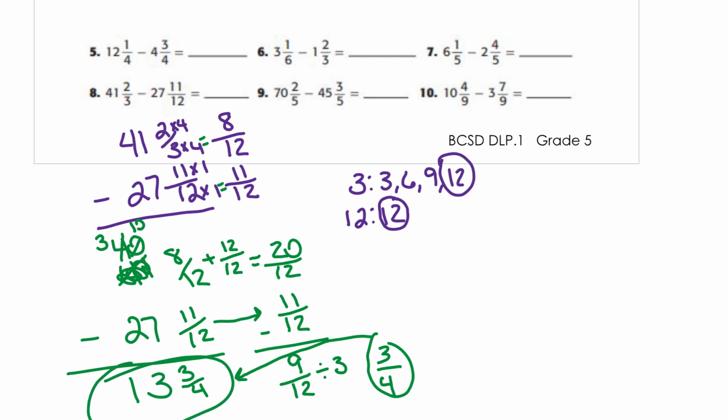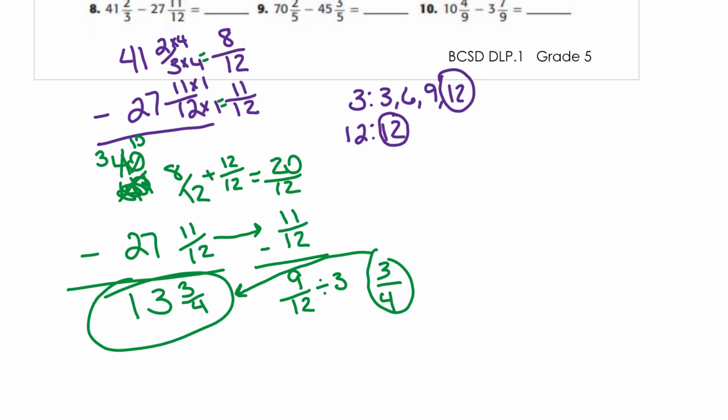So that was a couple of steps there. We had to find common denominators. We had to regroup our fractions. And then we had to regroup our whole numbers too. So that was a lot of steps. So I think that we've kind of done this. I'm hoping that this made sense to you.